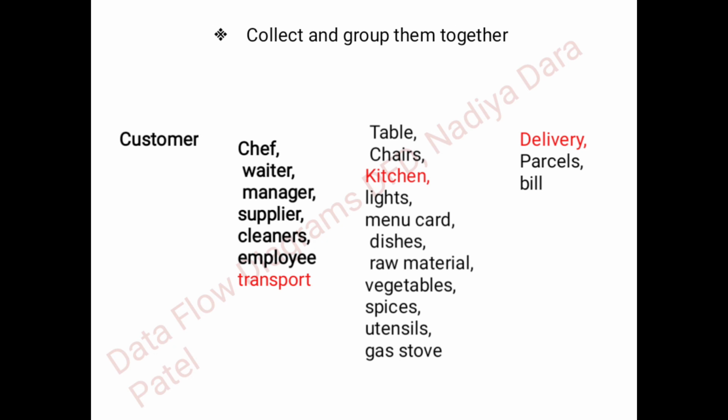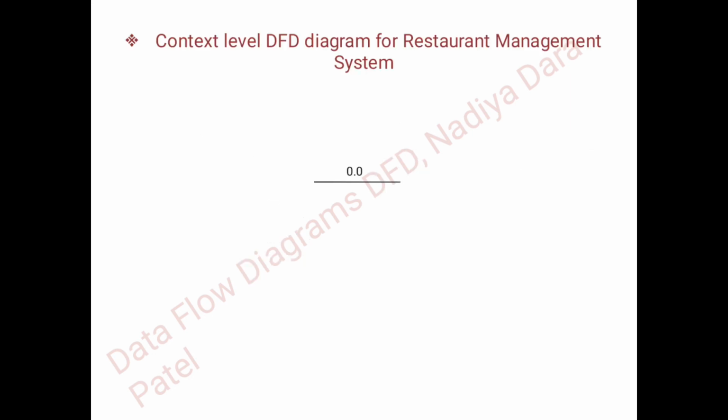So this is how you can sit and just group them and separate them. Now at least in the context level we will have only one process, but when we increase the levels we will get multiple processes. So this is how you should go on.